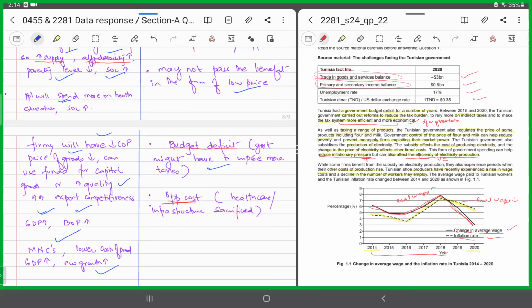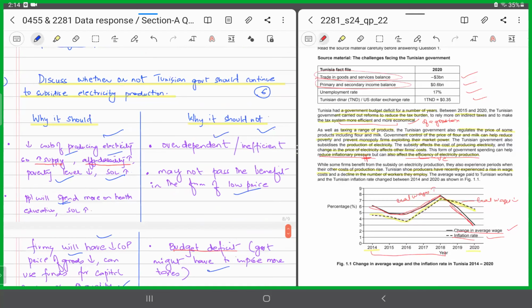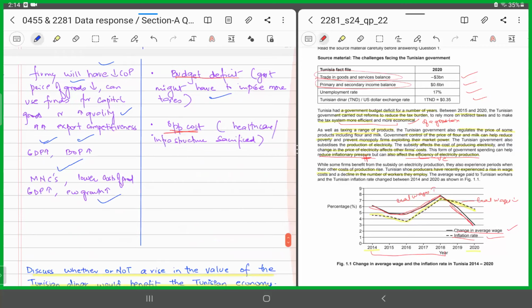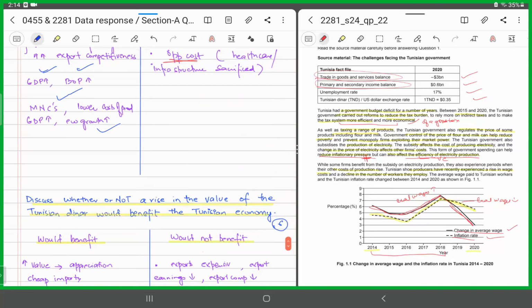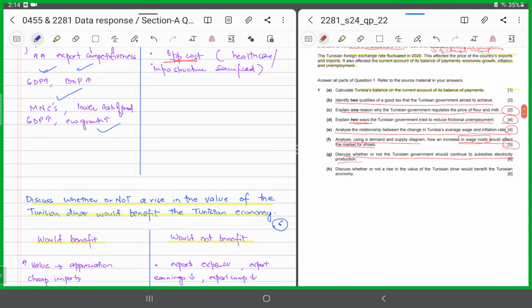So in order for Tunisia to decide on whether to continuously subsidize electricity production, it has to meticulously weigh the benefits and the costs, and this decision of the government should go ahead only if the economy overall is benefiting more rather than bearing the cost, right? So again, you need to link it properly, develop the chain of analysis, and conclude with a valid conclusion. And full 6 marks would be awarded to you. So you will gear yourself up for that higher tier level 3 response.